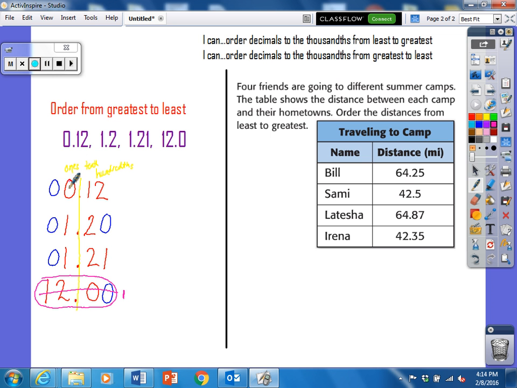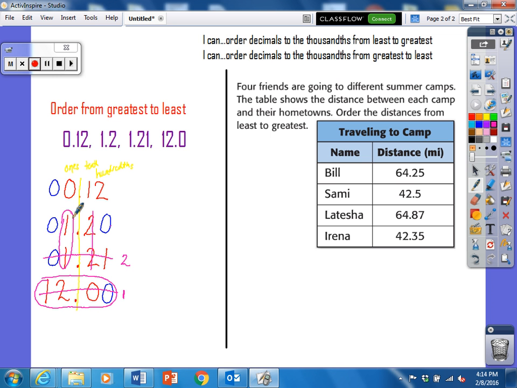Next, I go to the ones place, 0, 1, 1. Well, since these two ones are the same, and that's the next largest, they are greater than 0, I need to go to the next place value, 2 and 2. Since those are the same, I need to go to my next place value, 0 and 1. Since 1 is greater than 0, I know that this is my next number. And then I'm going to cross it off so I don't use it again.